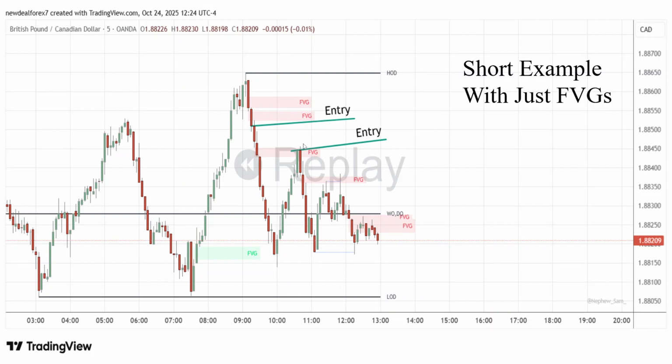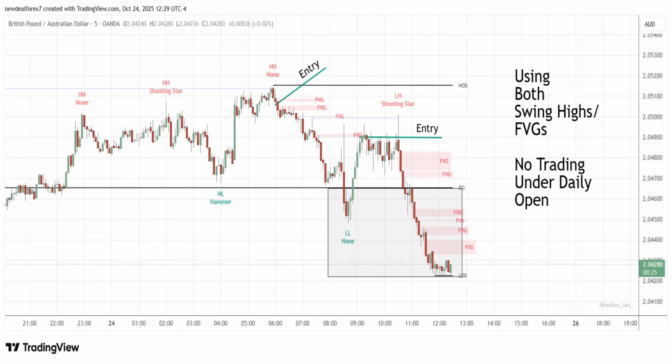But it's just as easily possible for price to keep going up. That can and will happen. So again, fair value gaps, sometimes they hold, sometimes they don't. So just be sure to use a stop loss if you want to take that approach. All right. And then this is using both swing highs and fair value gaps on a bearish example.